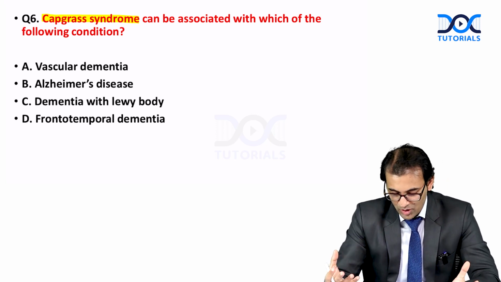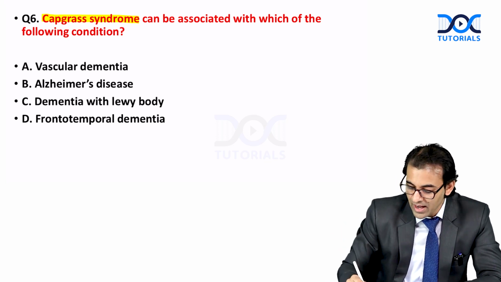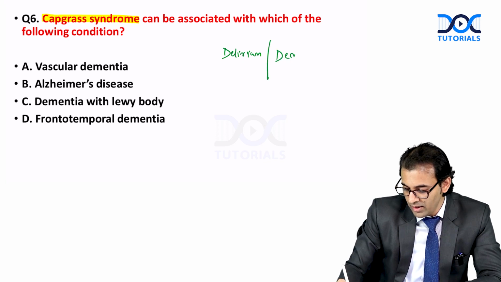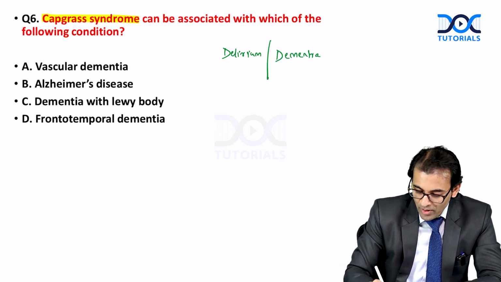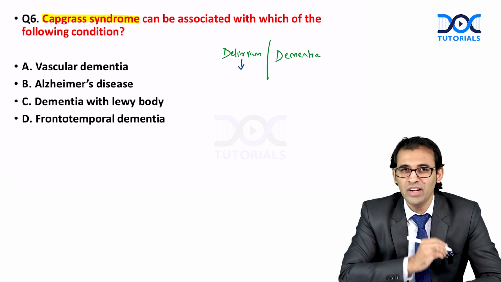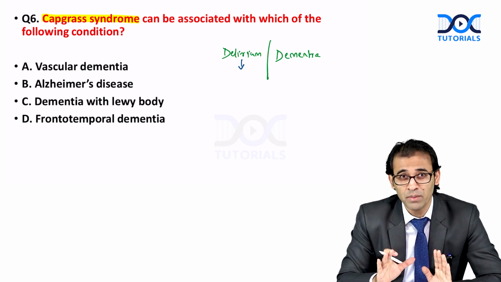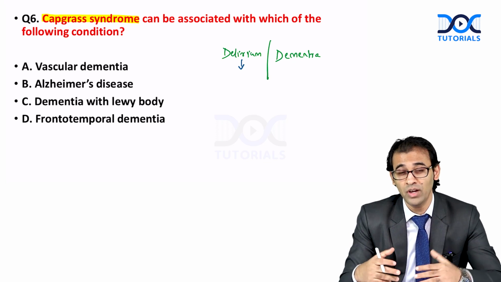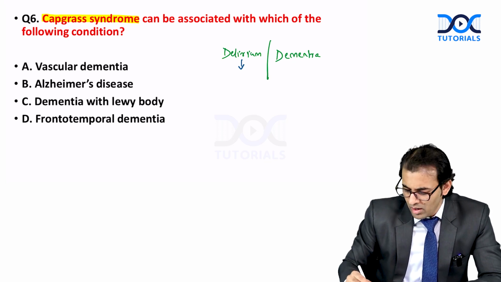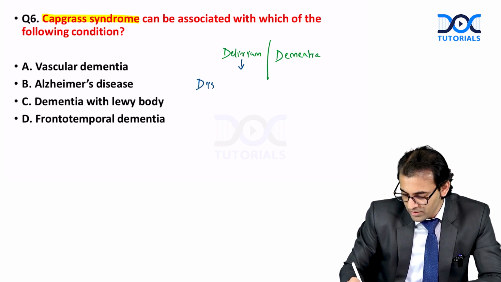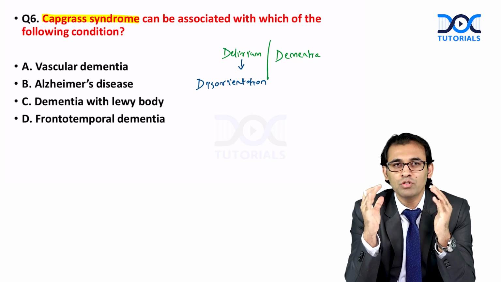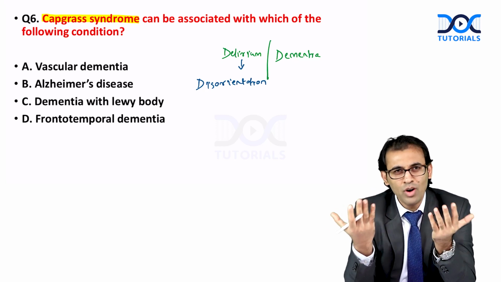all are related to dementia, organic mental disorder. When I talk about delirium and dementia, one important point I have told you is that in delirium, there is disorientation to time, place and person, with sudden onset of symptoms. You can say altered sensorium or clouding of consciousness, which is also called mental confusion.